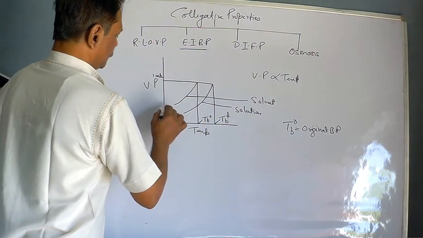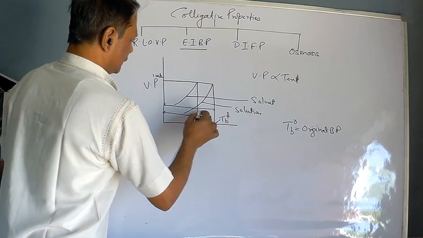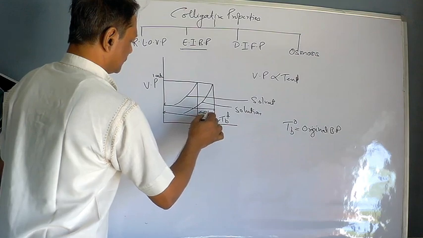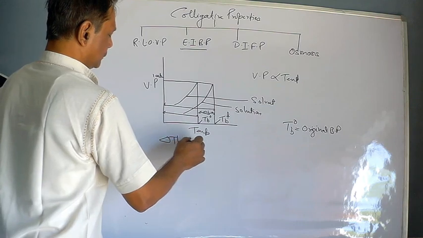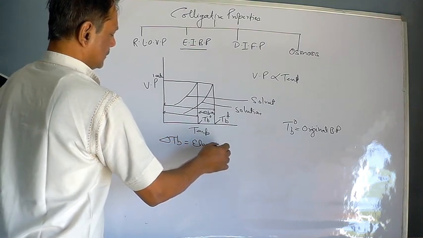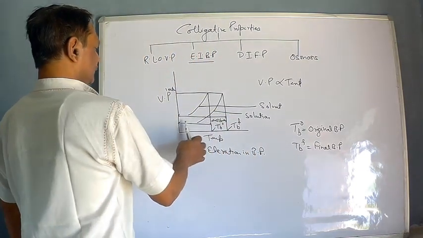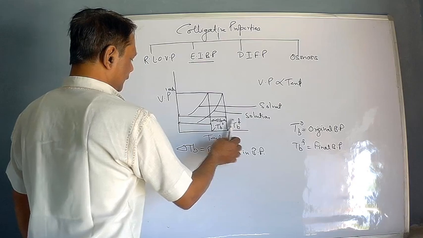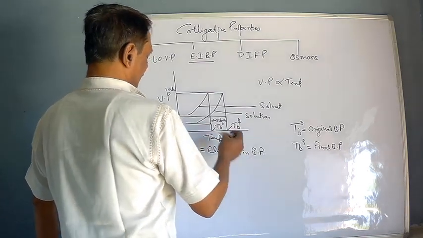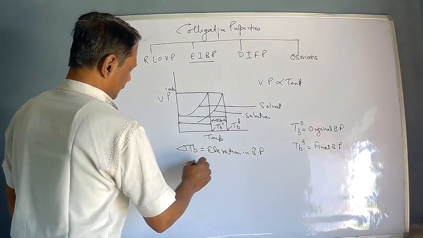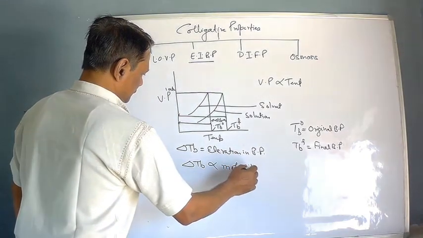So class, if we subtract this minus this, we get delta TB. And delta TB is your elevation in boiling point. Here is your final boiling point, TBF. So if we subtract TB0 from TBF, we get delta TB, which is the elevation in boiling point. And class, it was also found experimentally that delta TB is directly proportional to molarity.